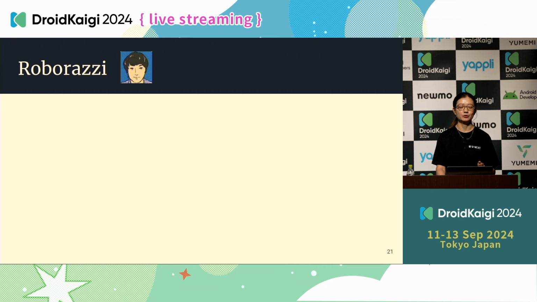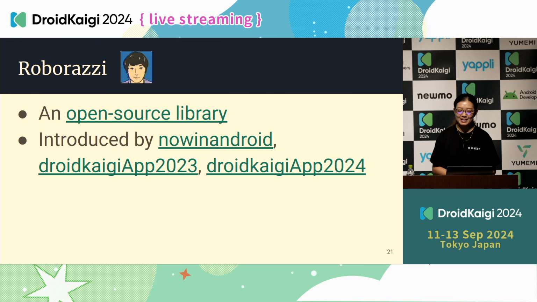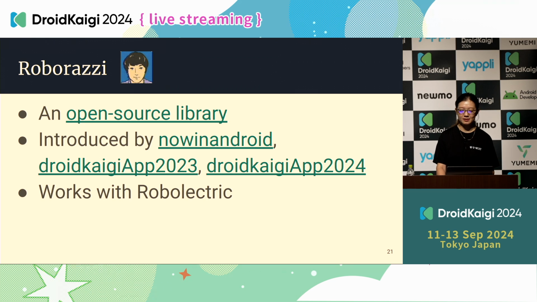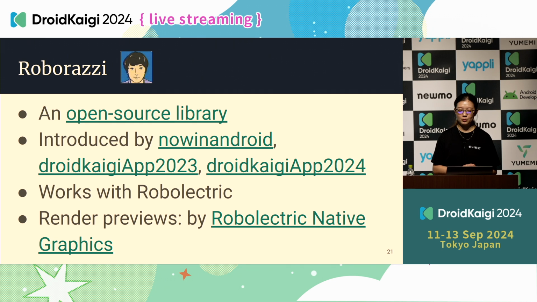It's an open source Android project created by Takahiro-san. And it has been implemented in projects like our favorite Now in Android and the DroidKaigi conference apps. As its name suggests, it works seamlessly with Robolectric, which is a popular framework for running Android tests on the JVM. This integration allows you to capture screenshots during your tests without needing any emulator. And it uses Robolectric native graphics to render previews, ensuring a more accurate screenshot of your components.